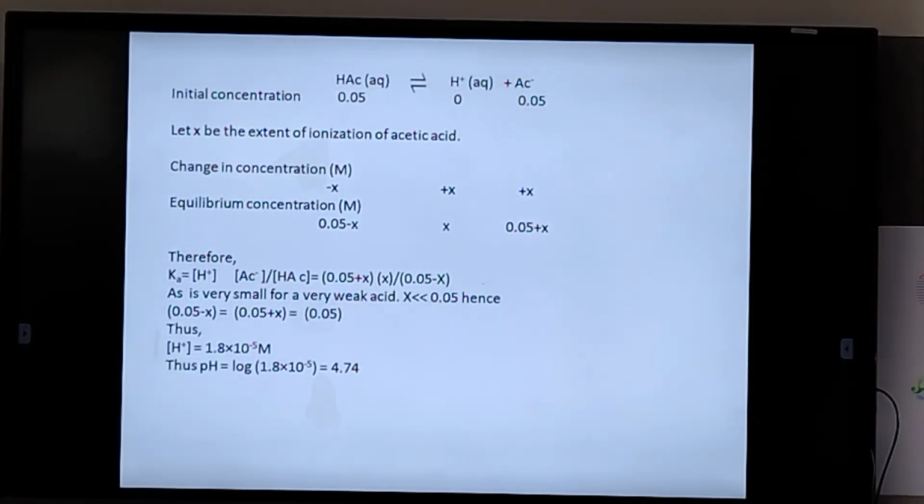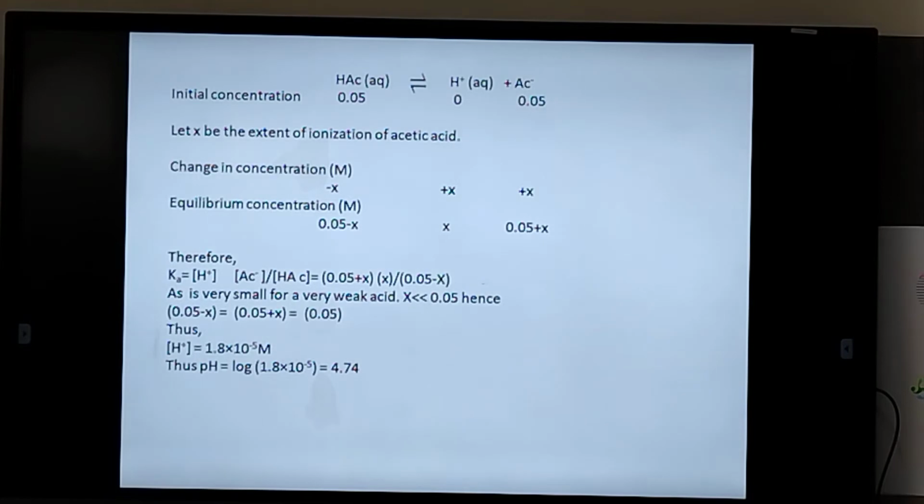Initial concentration of acetic acid is 0.05 and acetate ions is 0.05. Let X be the extent of ionization of acetic acid. Change in concentration, that is 0.05 minus X, and now the concentration of H positive is X, and acetate ion has been increased by X, that is 0.05 plus X. Now Ka is H positive concentration times acetate divided by HAc.